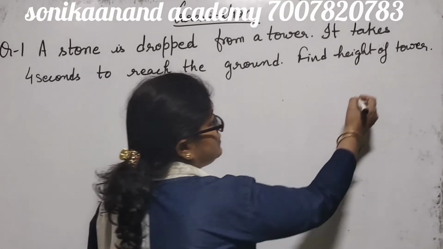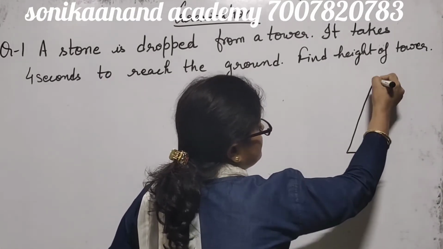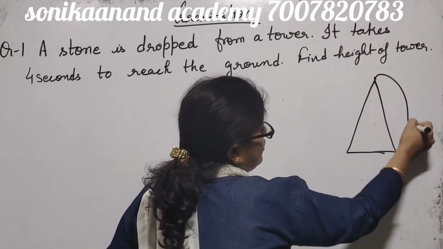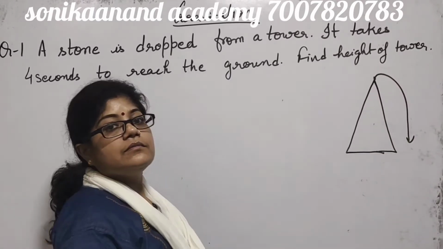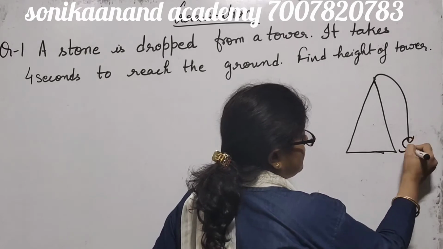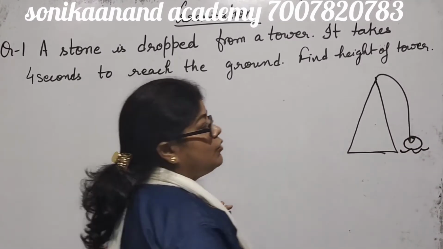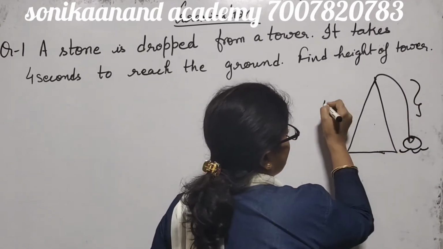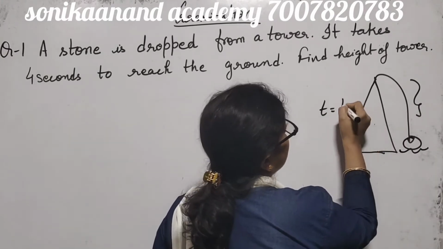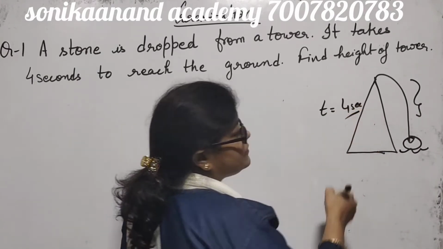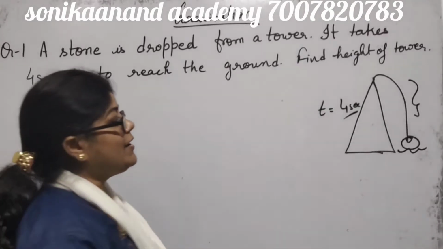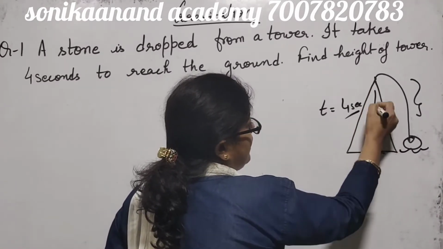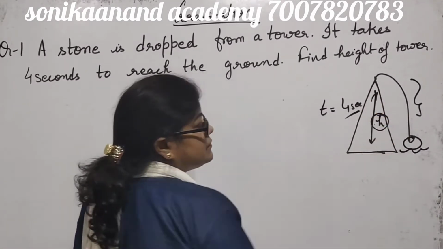There is a tower and a stone is dropped from here and it reaches the ground. The overall time taken by the stone to reach the ground is 4 seconds. You have to find the height of the tower.